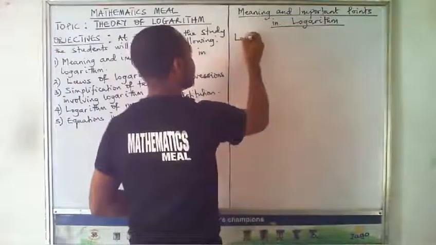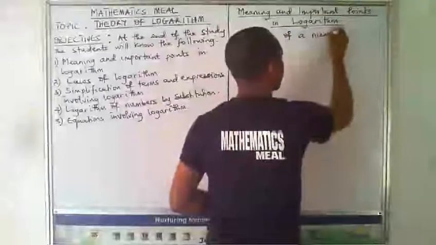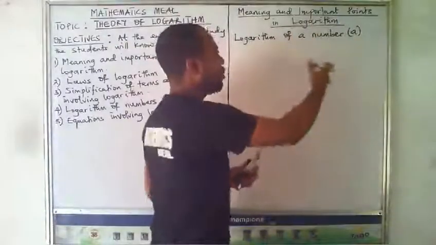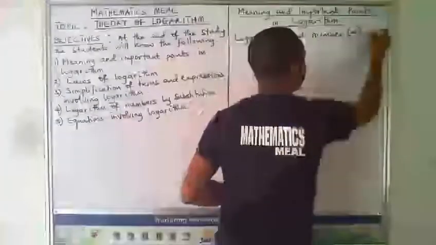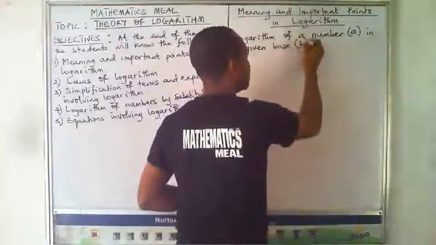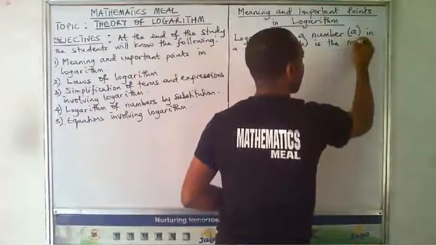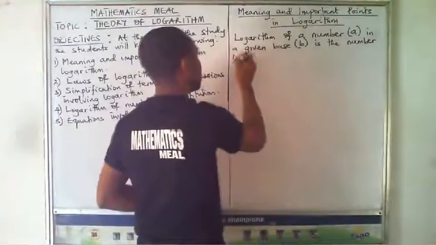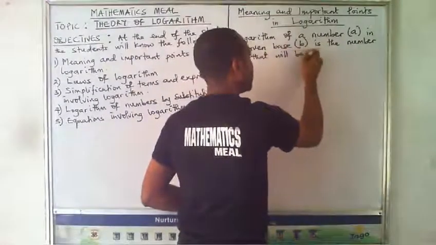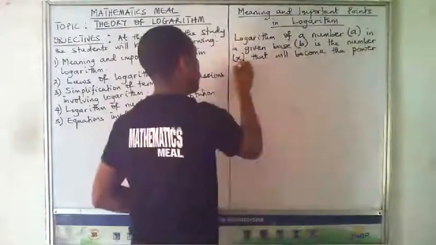We say that logarithm of a number, let's say the number is a, in a given base, let's say the base is b, is the number, let's say the next number is x, that will become the power of the base.